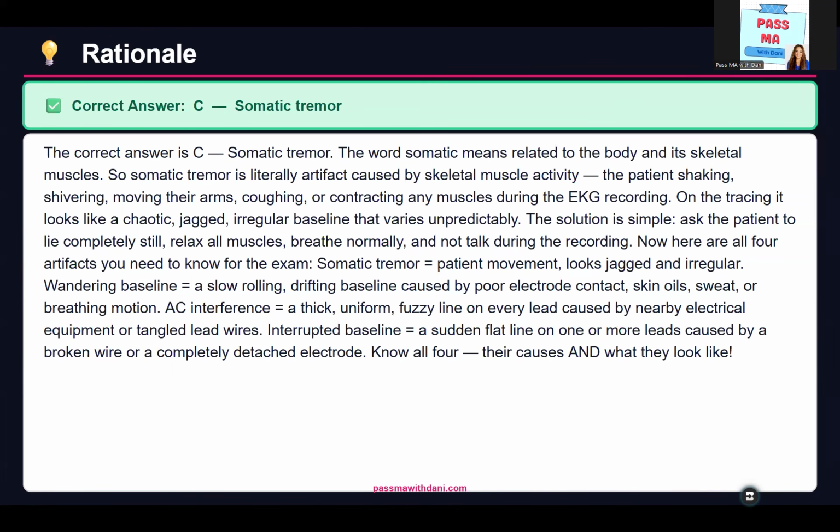Now we talk about a somatic tremor. This is an artifact that is caused by skeletal muscular activity. Your patient shaking, your patient shivering, moving their arms, coughing, sneezing. If this is occurring during the EKG, the machine is going to pick up the somatic tremor artifact. This can look like jagged or chaotic lines at the baseline of the EKG tracing.